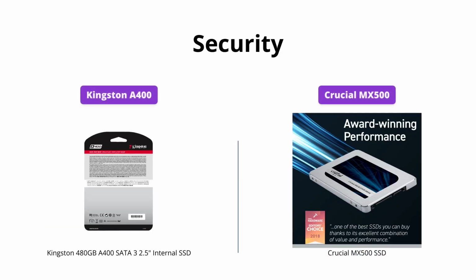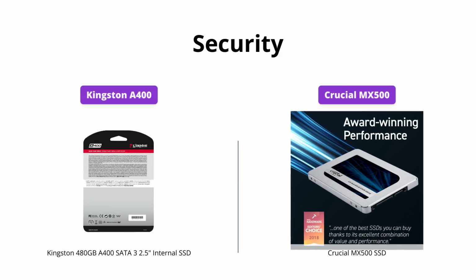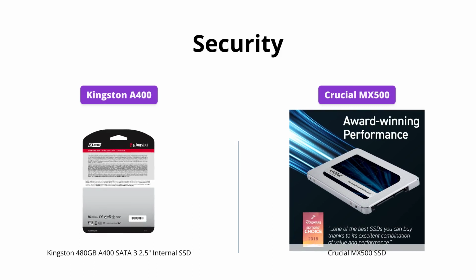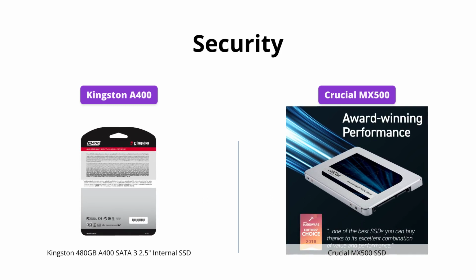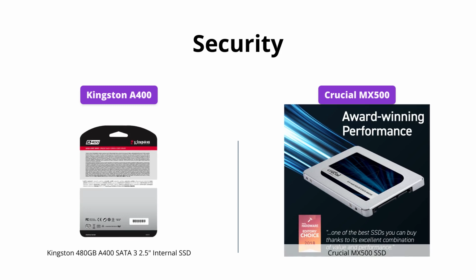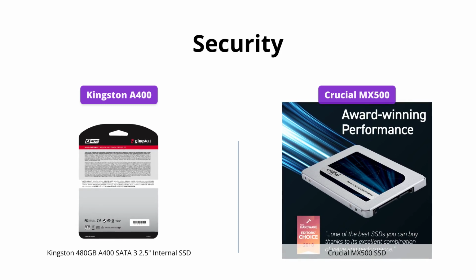Both Kingston A400 and Crucial MX500 offer AES 256-bit hardware-based encryption that keeps your data safe and secure from hackers and thieves. However, Crucial MX500 takes the lead with its hardware-based encryption that keeps data secure at all times.